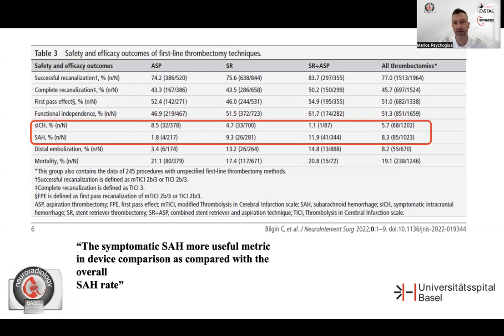So are these really important? If you say the symptomatic hemorrhages are important, you can see that it's 8% for the aspiration group, and it's 4 and 1% for the stent retriever and the combined group. So actually, if you take the symptomatic bleedings, it's better to do the combined technique, right?